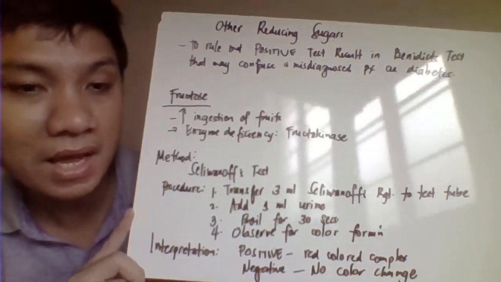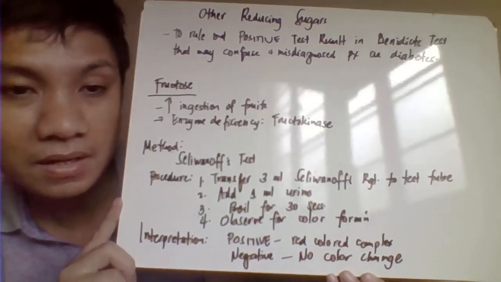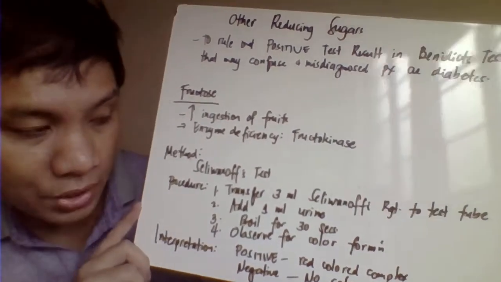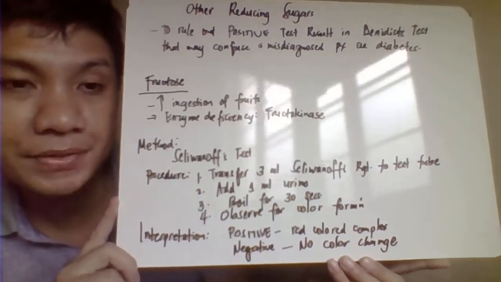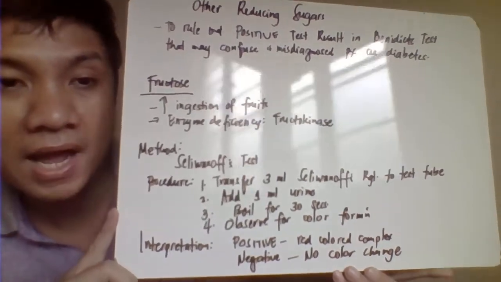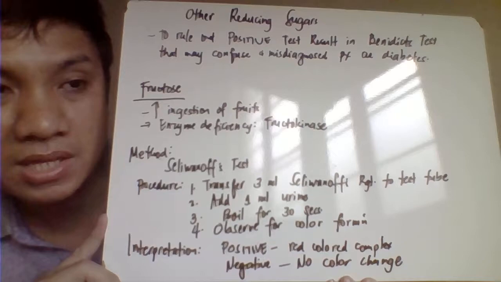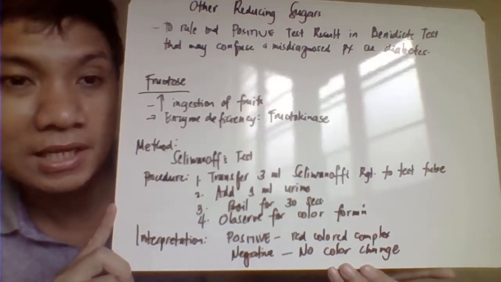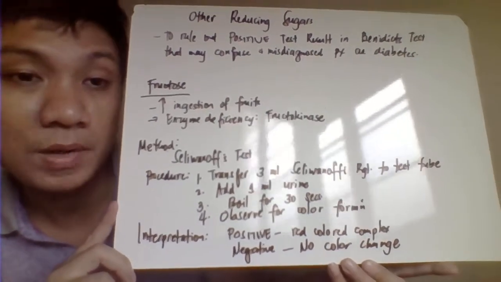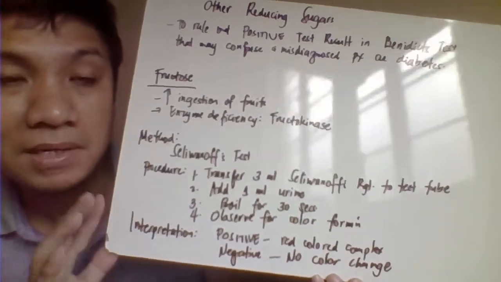So we have your Seliwanoff's test. Procedure for that, just transfer 3 ml of your Seliwanoff's reagent in your test tube. Then transfer 1 ml of your urine sample. And then heat for 30 seconds. And observe for the color reaction, which is a red colored solution. So if it turns positive after the heating process, then we consider that as positive. For this one, just report it with observation and interpretation. Observation means what the color of the solution is, is there a precipitate or something like that. And for the interpretation, you need to write positive or negative.